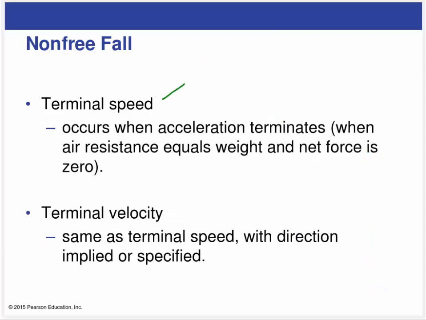We call this the terminal speed or the terminal velocity, and this is just going to be essentially when the acceleration terminates, so when the acceleration is equal to 0. That's going to be when the air resistance is equal to the force, simply in the opposite direction, and air resistance is going to be equal to the weight. Terminal velocity, same thing, it just has some direction implied.